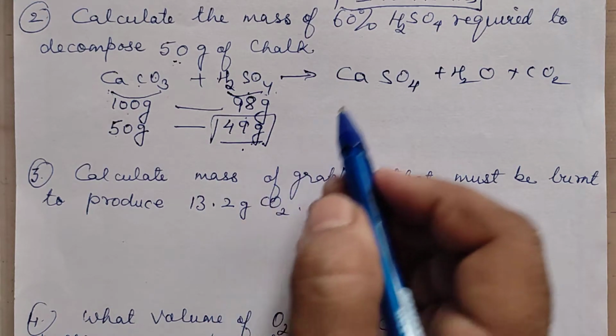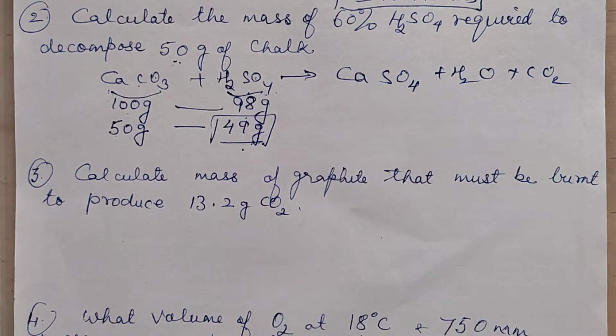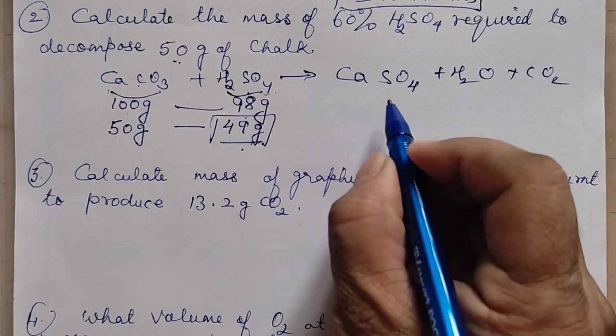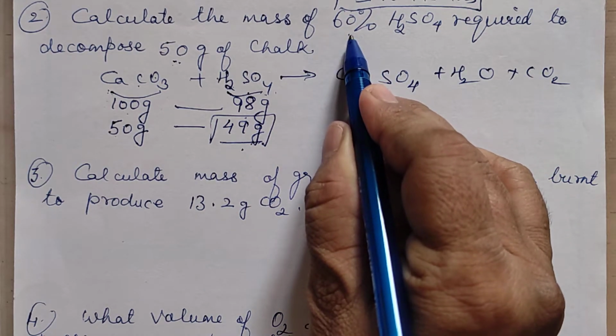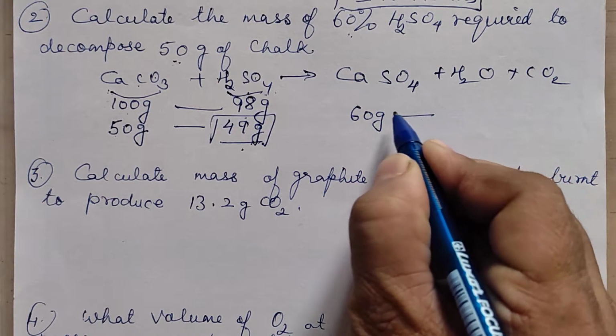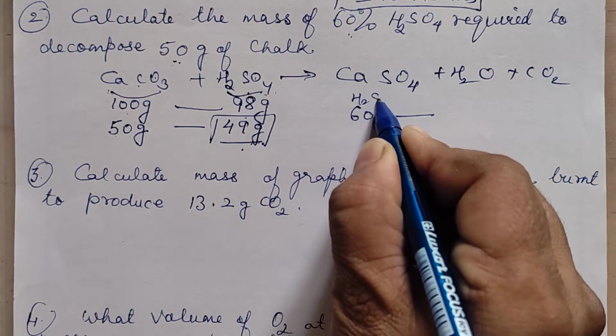If it is pure. But they have given you in the question that it is not pure. It is only 60% pure. Then, for solving this, what you will do is, this is 60% pure, right? So 60 gram is there of sulfuric acid. We are writing for sulfuric acid.